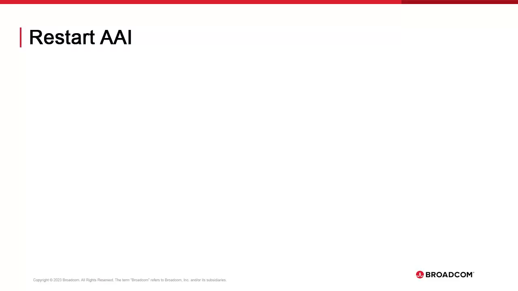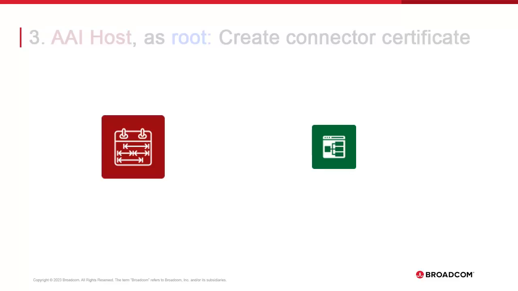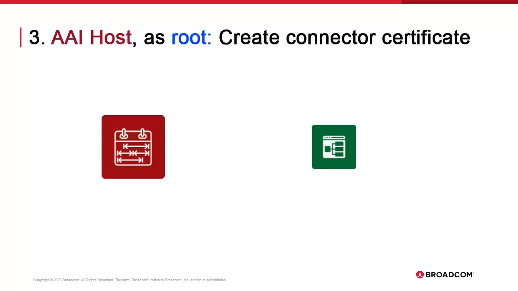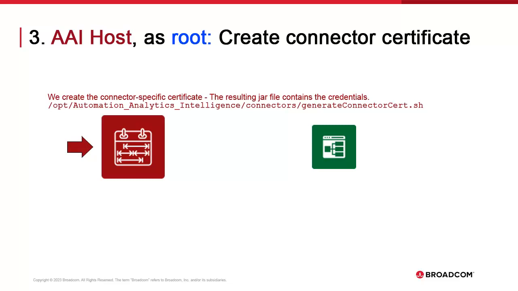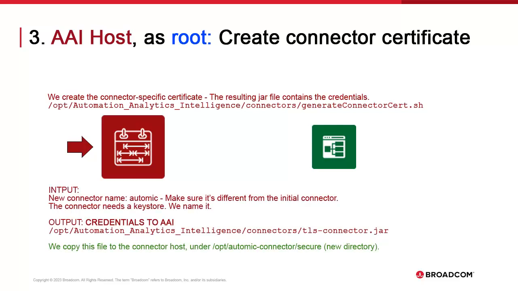Behind the scenes, we restart AAI. We won't show this. On the AAI server, we use the generate connector cert.sh script to generate their certificate signed by the key we created earlier. We have to specify the name of the new TLS enabled connector we're going to create.